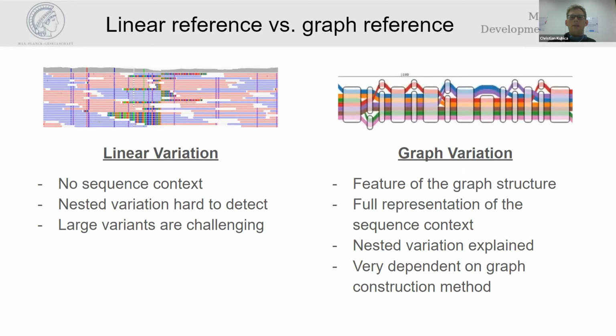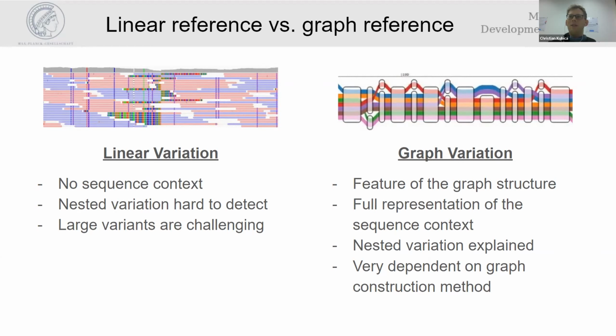First of all, the second you align reads to the linear reference, or you produce a VCF file, you're losing the sequence context. You won't be able to tell what the read actually represents, what is the underlying feature from the locus this read originates from. It's very hard to detect nested variation, and it's challenging to detect larger variations that are larger than your read length.